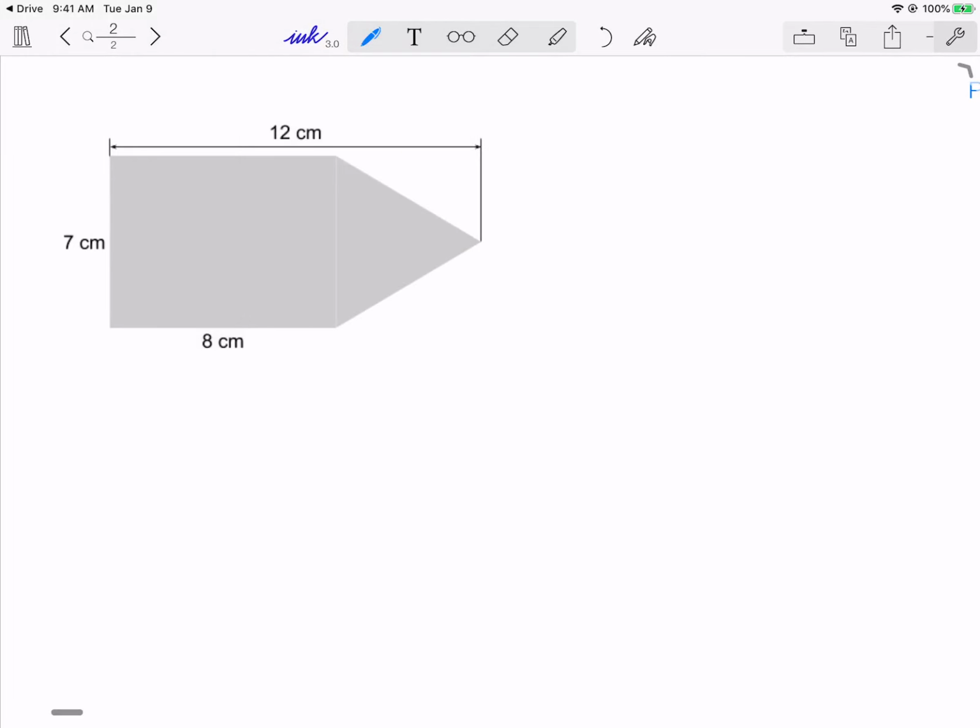All right, so this one's a little bit easier, just to make sure we've got the right thing going on. I notice that I've got a rectangle and a triangle. So for my rectangle, I've got a base and height of 7 and 8. So 7 times 8, that's going to give me 56 centimeters squared.